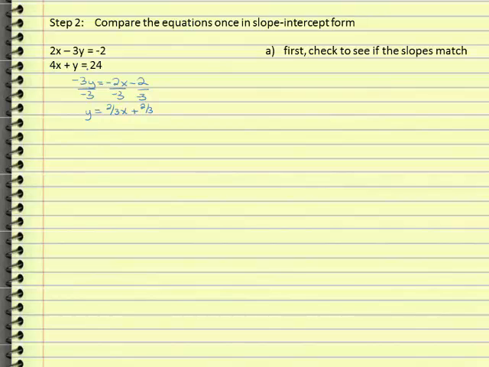I'm going to do the same thing with my other equation, which will give me y is equal to negative 4x plus 24.